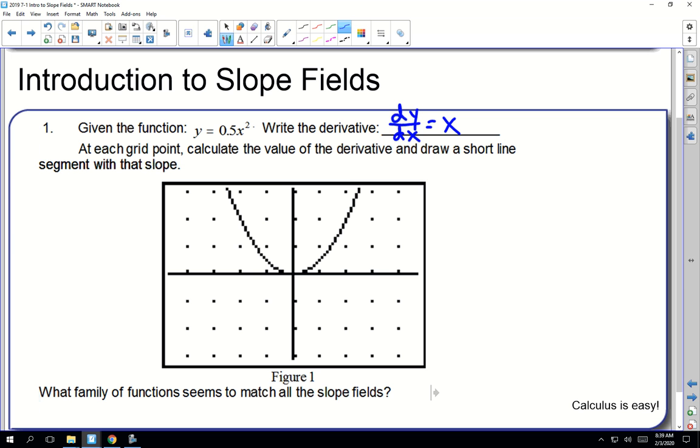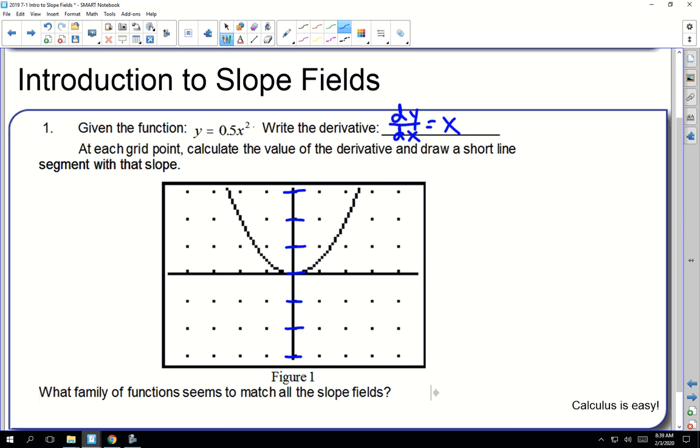If I plug in 0 to this differential equation, when x equals 0, I get what? What's my slope? Slope of my tangent line, 0. So everywhere where x is equal to 0, I have a little short line segment with a slope of 0. You with me? So we can take out a whole column here.